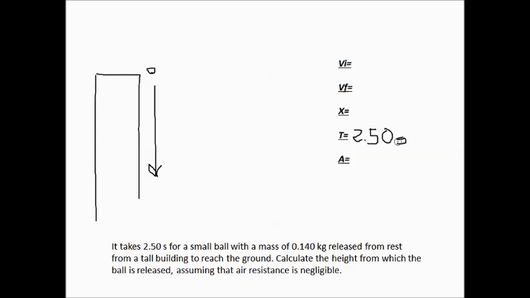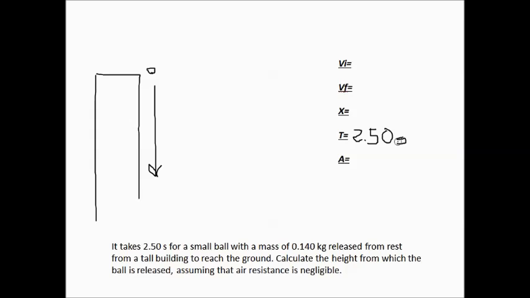Alright, so now when I look at this, there are 4 other things that I could know, and that's what I need to start thinking about. They gave me the 2.5 seconds. They also gave me a mass, but if I look at the 5 things that are important for solving this problem, mass isn't on there. So I could put it down, but I could also see that it's not really important to the information I'm looking for. So there has to be more that we need to know.